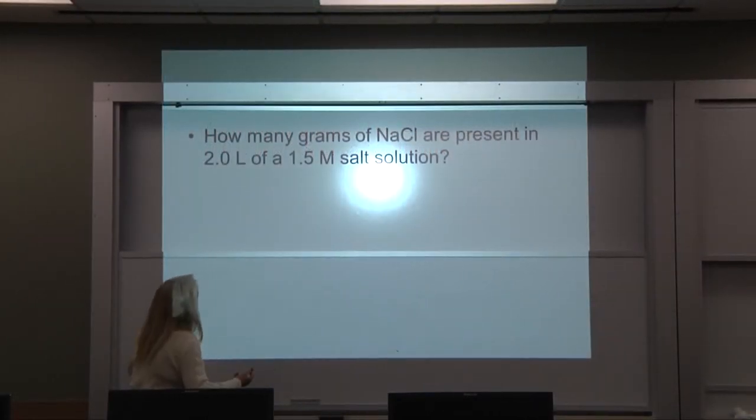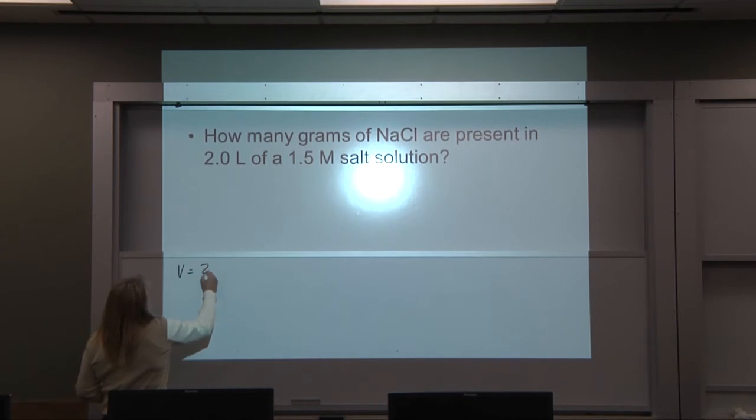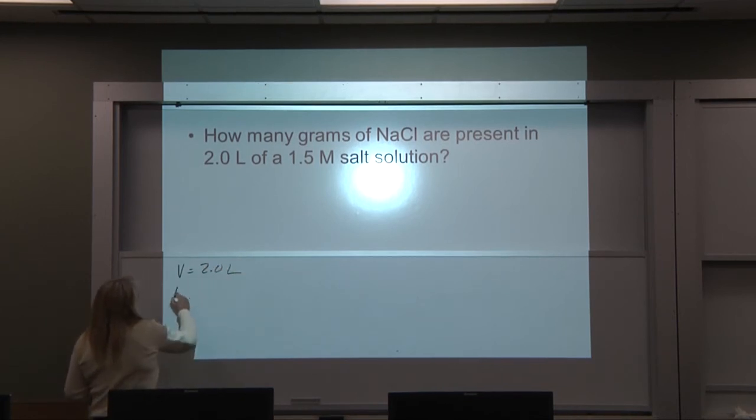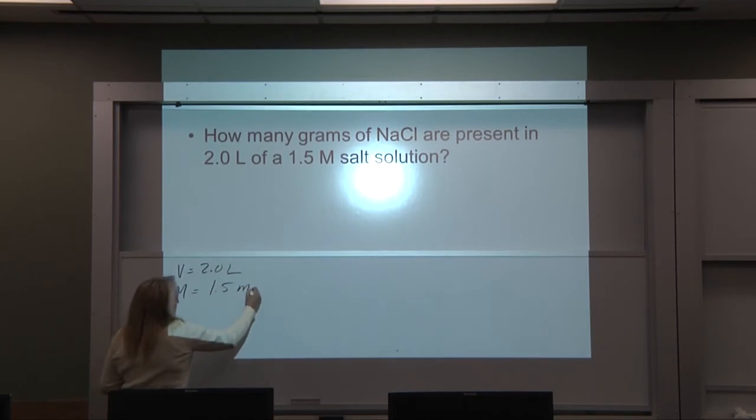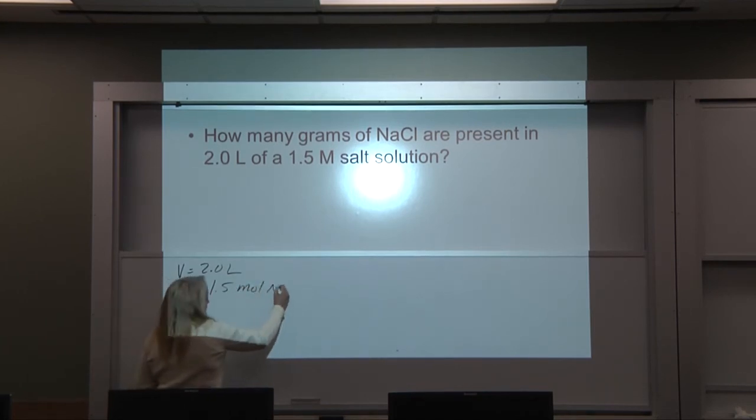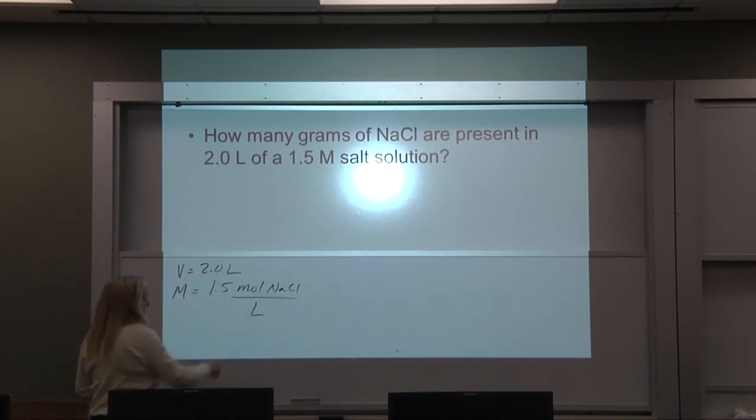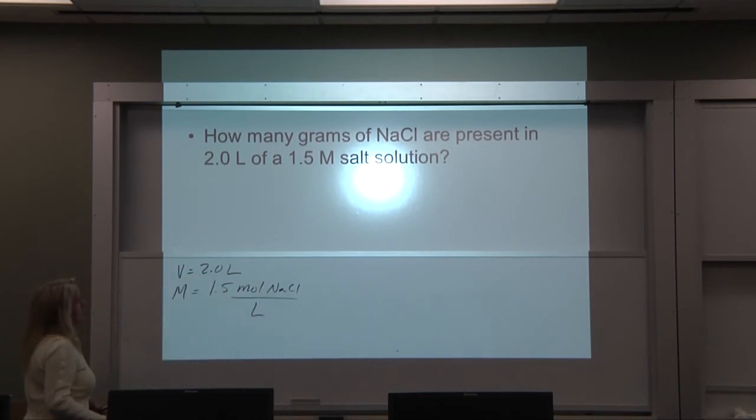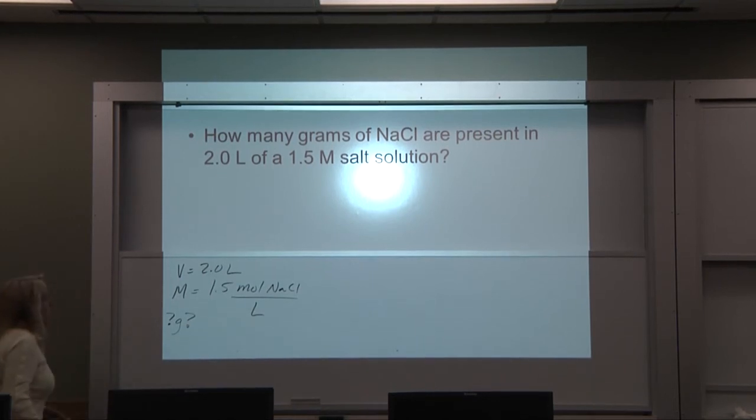Okay, so let's write down everything that's in the problem. We have the volume is equal to 2.0 liters. The molarity is equal to 1.5. And I'm going to actually write mole NaCl per liter, because I want to be able to do unit analysis on that. And my question is, how many grams are present? That's what I want to find.